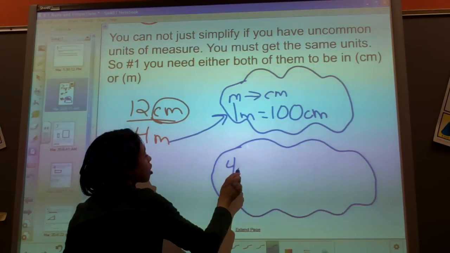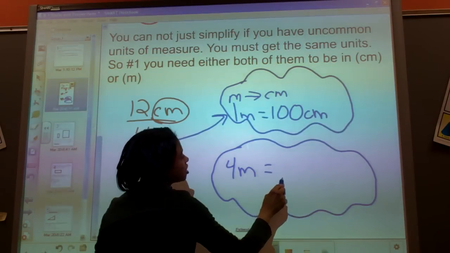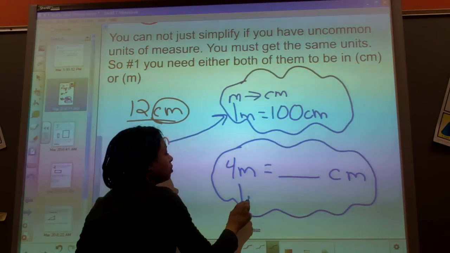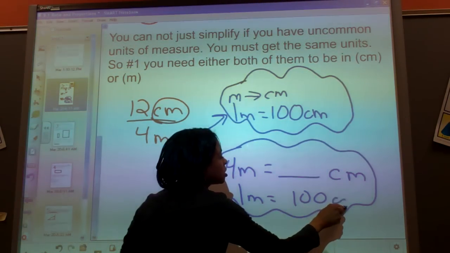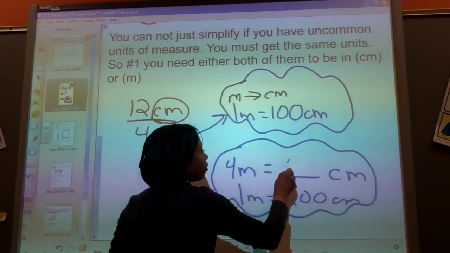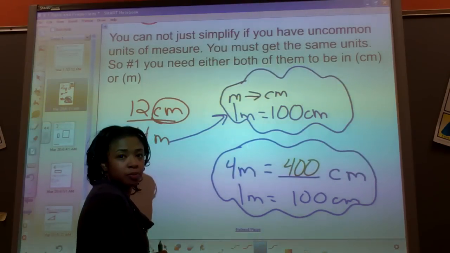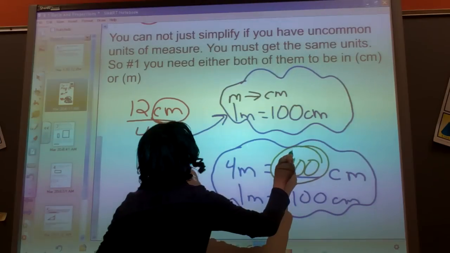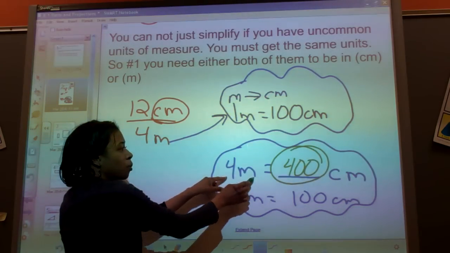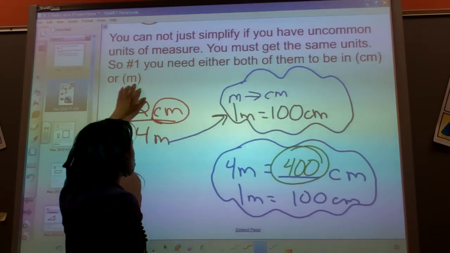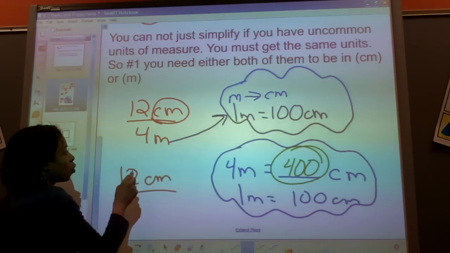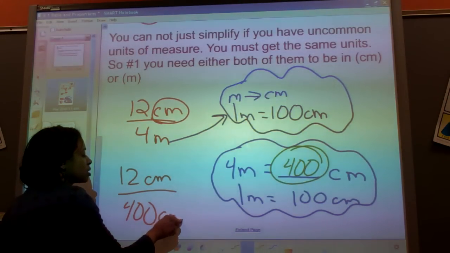Well, if I know that's the case, if I have 4 meters, the question is, how many centimeters is that? Well, what's the rule say? It says 1 meter is equal to 100 centimeters. So therefore, I have to multiply. That means I'm going to have 400 centimeters. So now I take this number, and I know that 4 meters is the same as 400 centimeters. So I rewrite this fraction so that I have the same units. Let's say 12 centimeters over 400 centimeters.